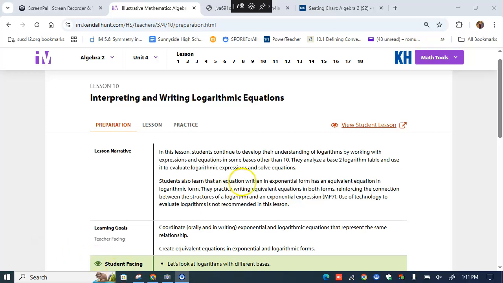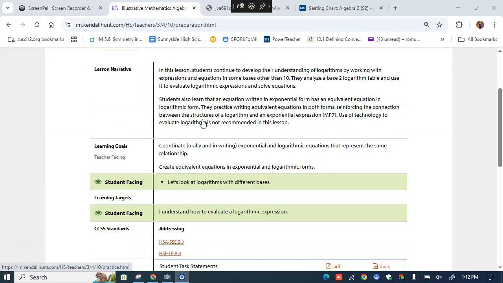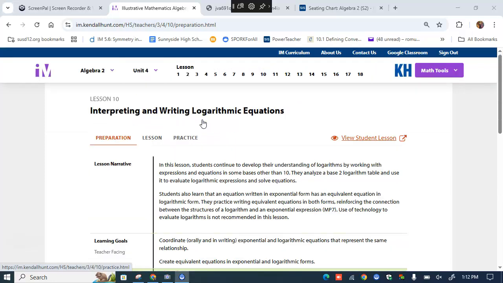Okay, today's lesson is Unit 4, Algebra 2, lesson number 10, and the topic is interpreting and writing logarithmic equations. So let's begin with the very first task, and the task is here.